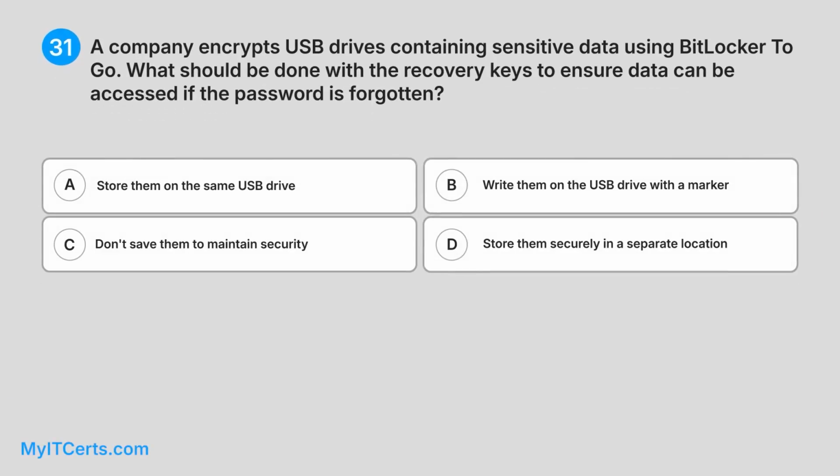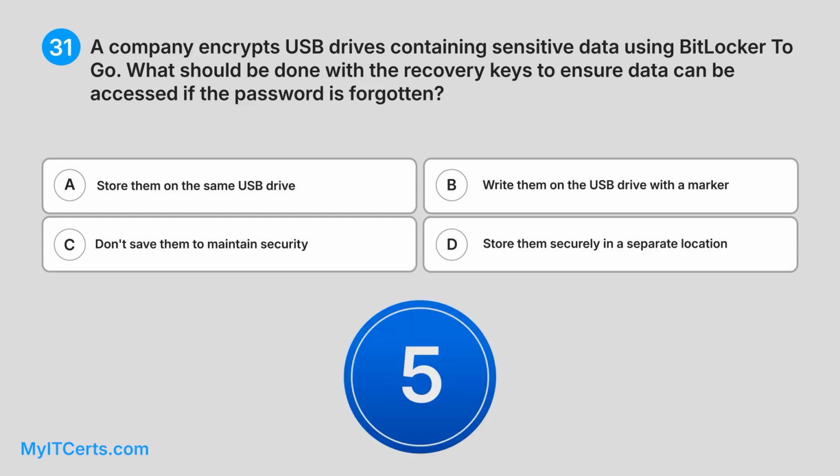31. A company encrypts USB drives containing sensitive data using BitLocker To Go. What should be done with the recovery keys to ensure data can be accessed if the password is forgotten? A. Store them on the same USB drive. B. Write them on the USB drive with a marker. C. Don't save them to maintain security. D. Store them securely in a separate location. Do you know the answer?